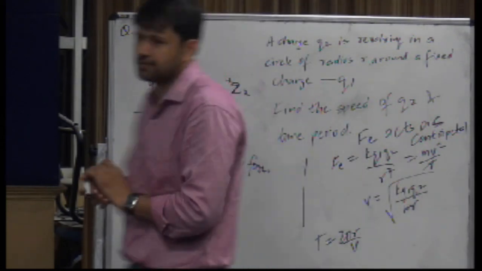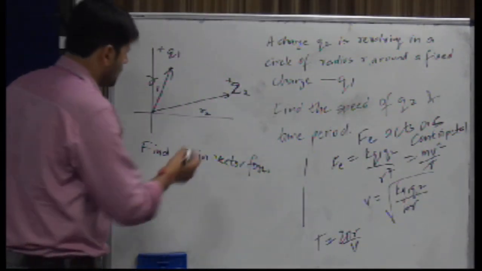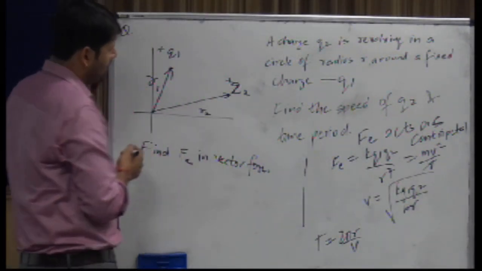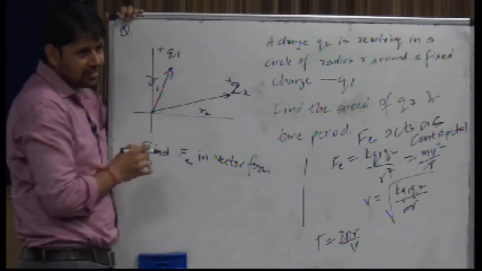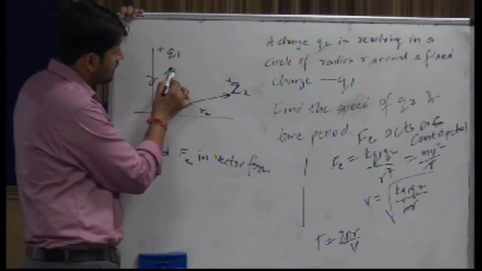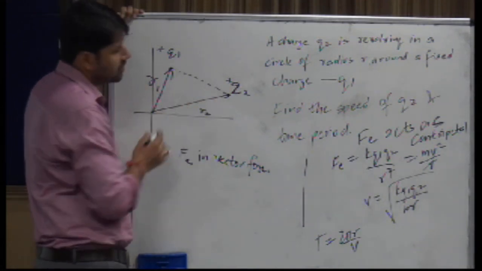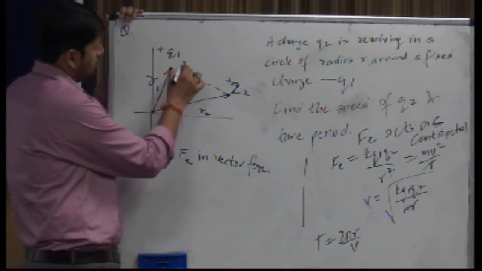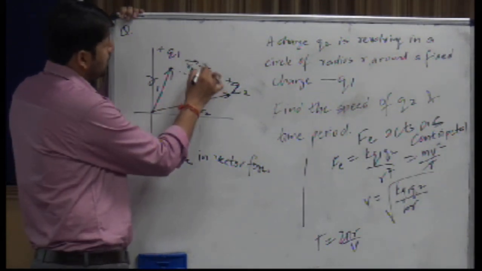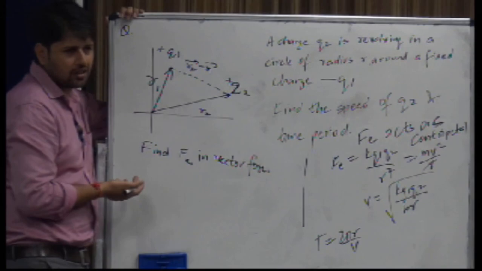How to approach it? No charge is kept here. Only two charges are there. The separation between the charges would be how much? You can take r2 vector minus r1 vector or r1 vector minus r2 vector.